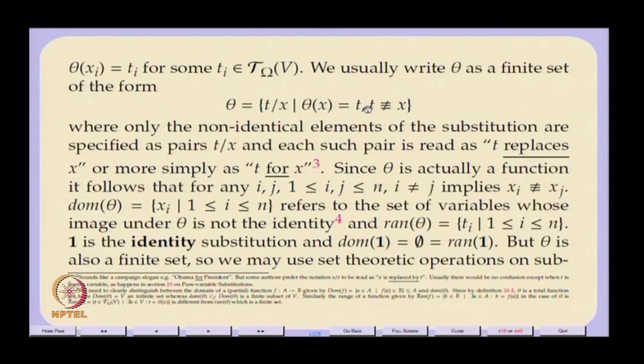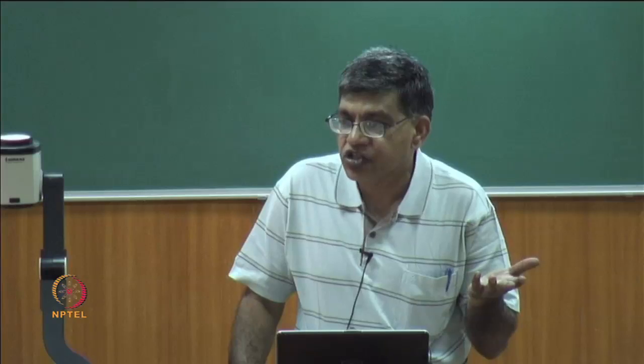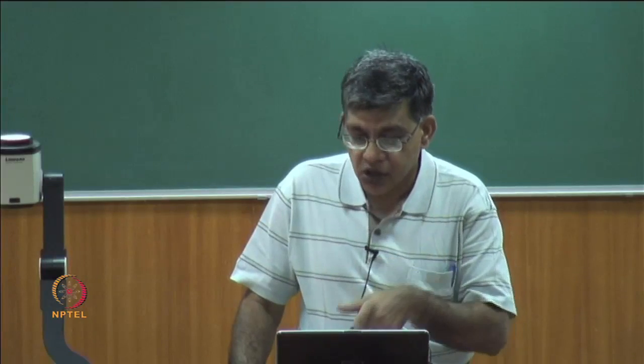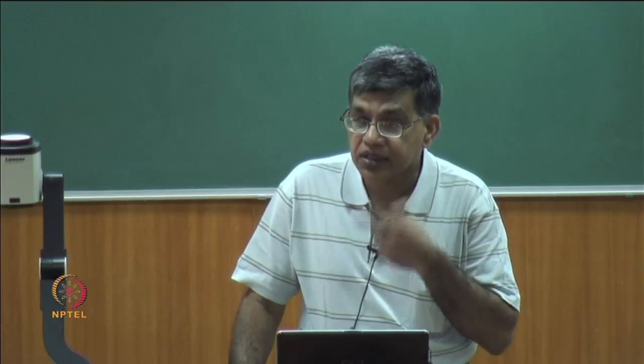So, range is just this set of terms t which act as the image of the variables which are actually being replaced. Okay, so, there is this identity substitution. The identity substitution of course, is the identity function from variables to variables itself, and therefore, its domain and range are both empty.